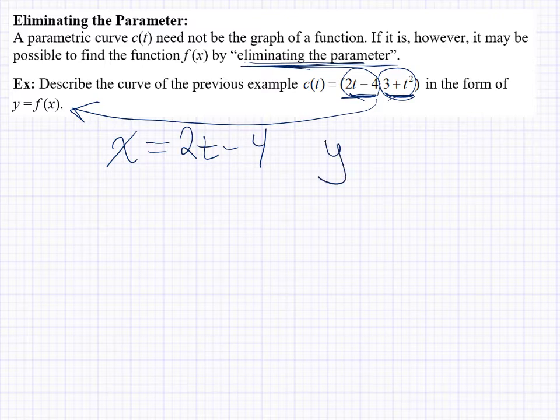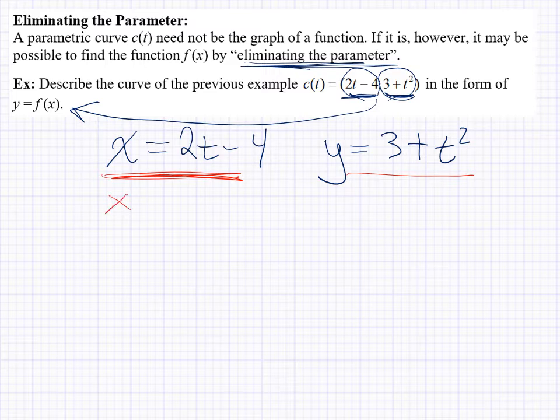So we have x equals 2t minus 4 and y equals 3 plus t squared. So what I could do is I can take one of these two equations and solve it for t. This one's pretty easy to solve for t, so I'll do that. So if you look at this, this will be (x plus 4) over 2 equals t.